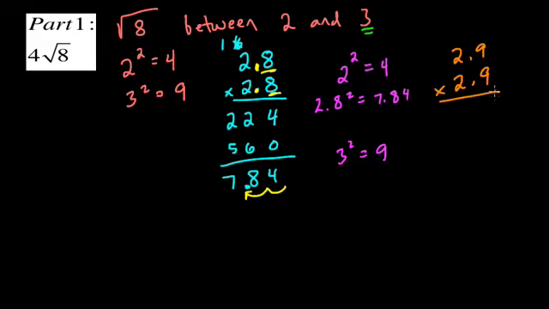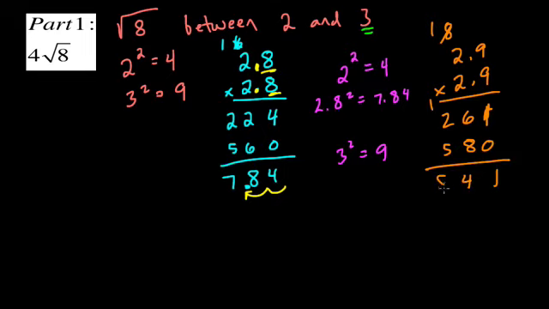Okay, so 2.9 squared, or 2.9 times 2.9, what's that? Well, 9 times 9 is 81. So it's 1, carry the 8. 9 times 2 is 18, plus 8, 26. Carry the 0, have a new place value. 2 times 9 is 18. 8, carry the 1. 2 times 2 is 4, plus 1 is 5. What do we get? 841. We get 8.41. So 2.9 squared is larger than 8, so it's too big.